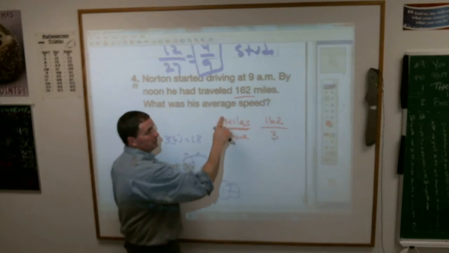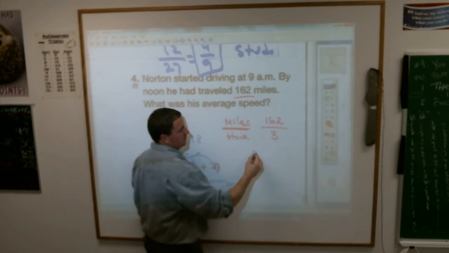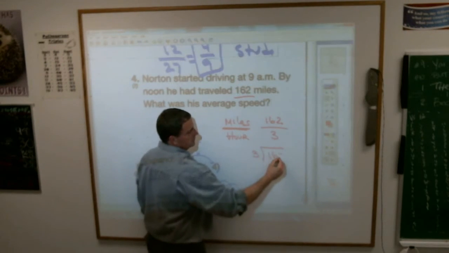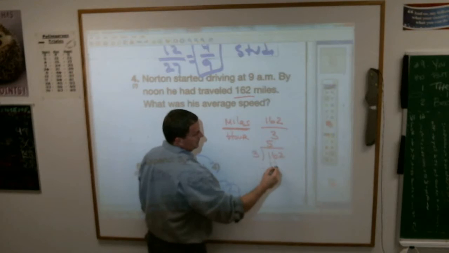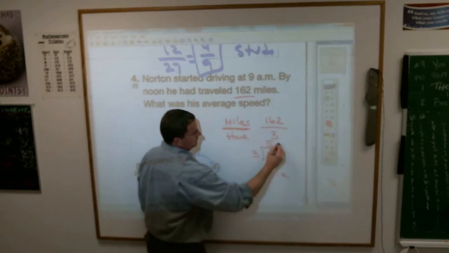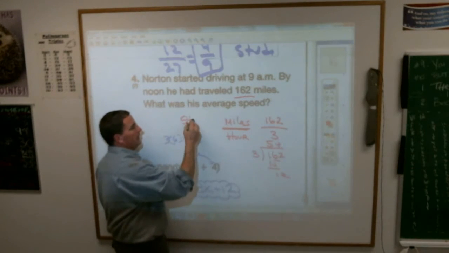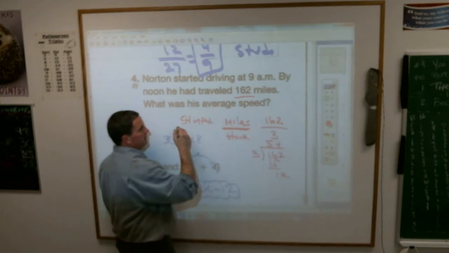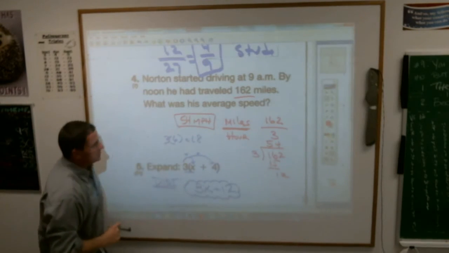You went 162 miles in 3 hours. We want it to be miles per 1 hour, so I just divide my 3 into 162, which happens to be 54 mph.